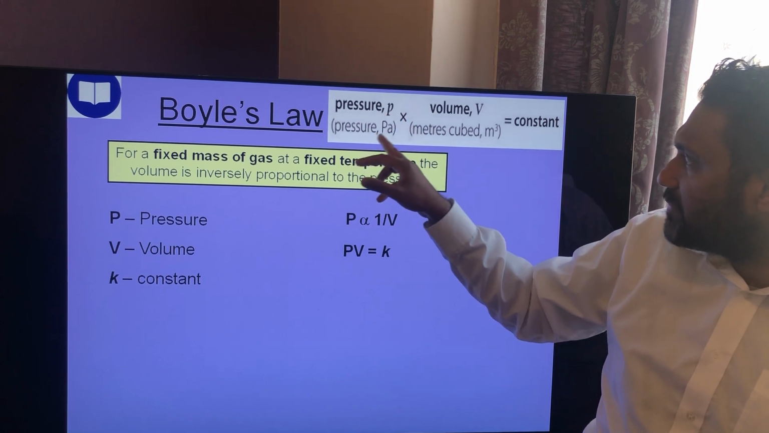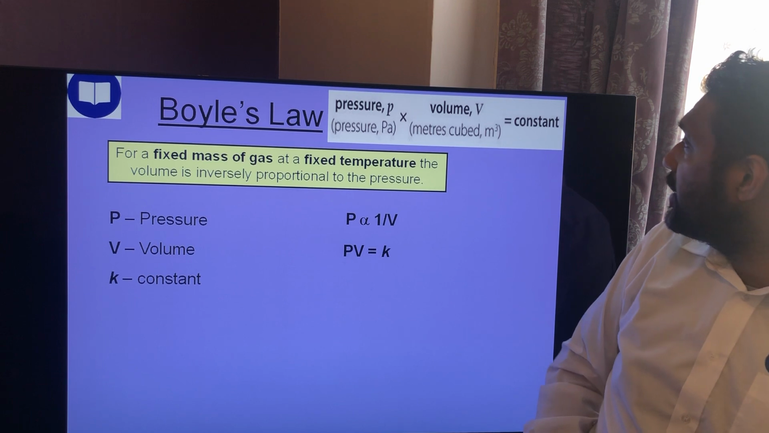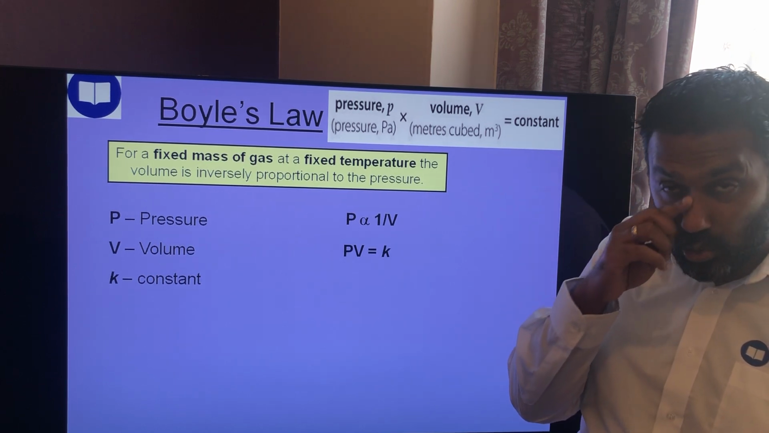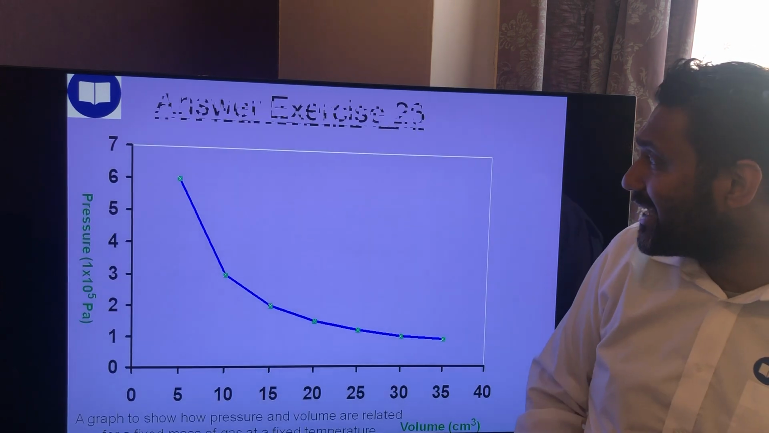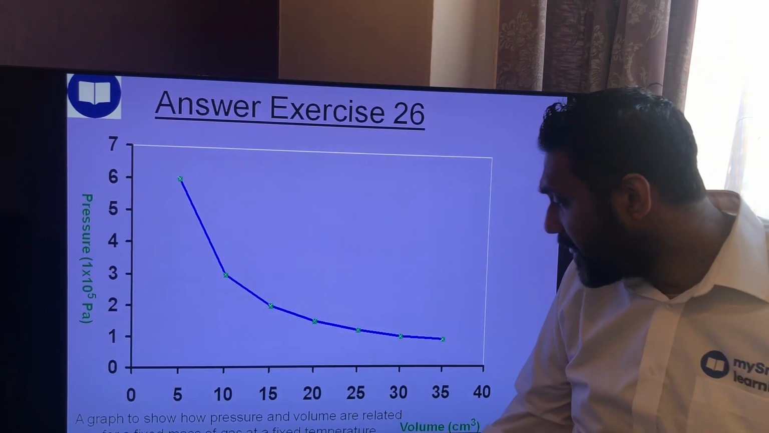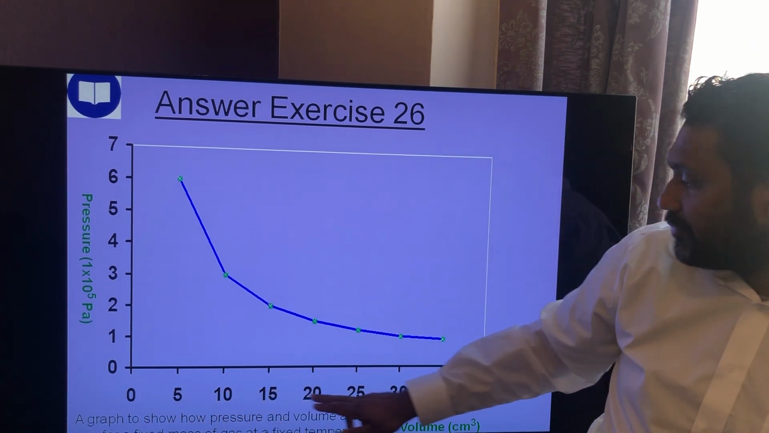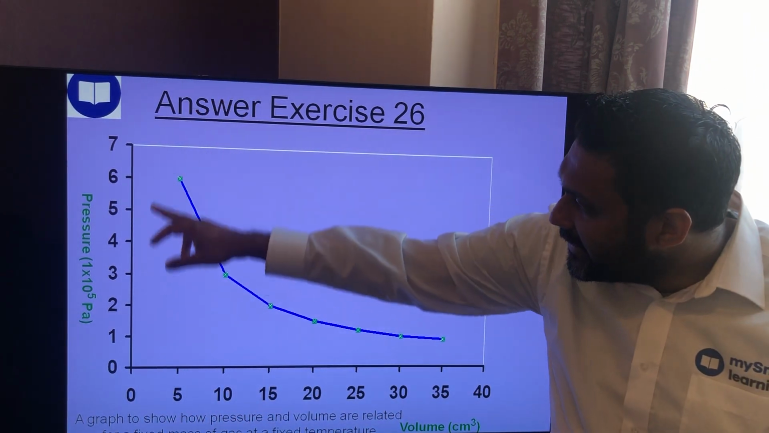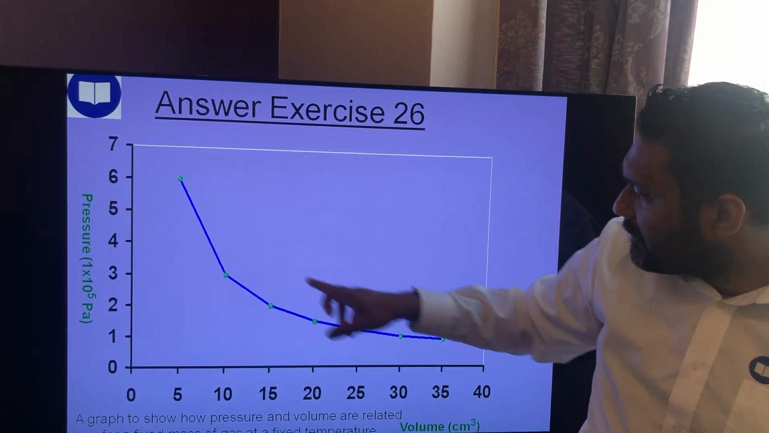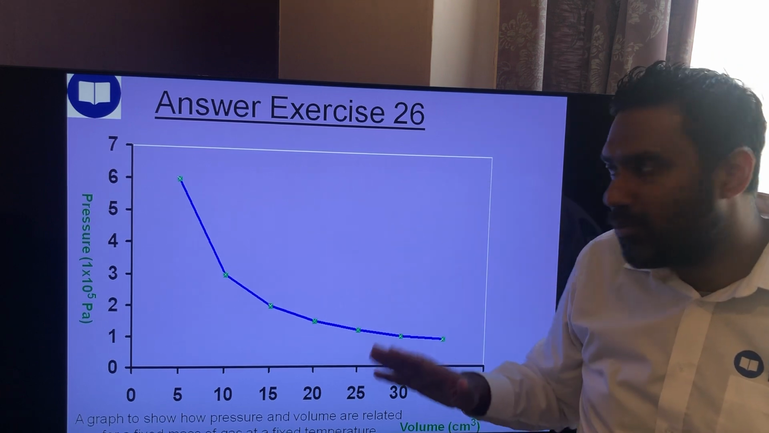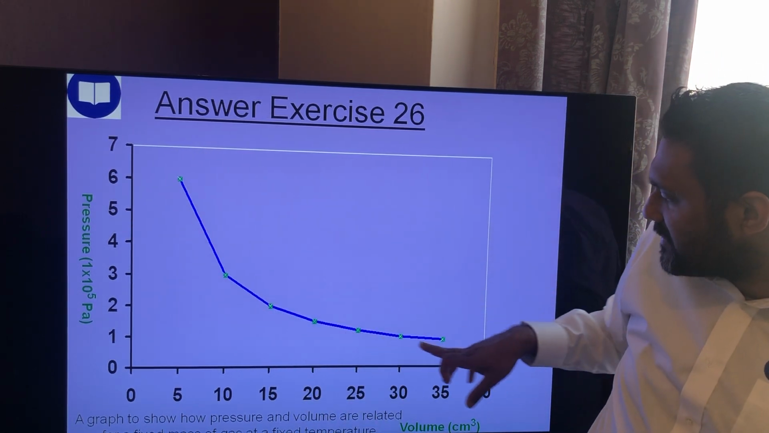The pressure, which is measured in pascals, and the volume, which is in meters cubed, gives you the gas constant, we call it. Now, what does it all mean? Easiest way to understand this is to look at this graph here. If I increase the volume, the pressure decreases. But it doesn't decrease in a uniform way. It's not a straight line.